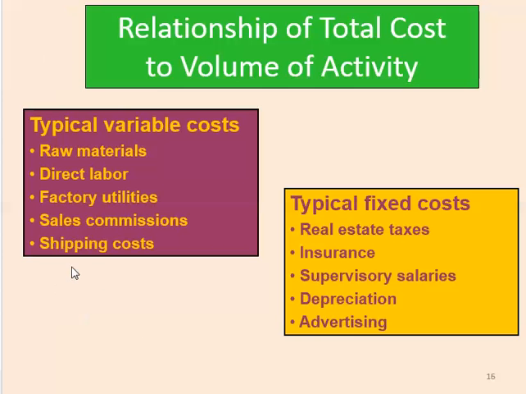So the last comment here about variable and fixed costs. Typical types of variable costs, you can see here, examples would be raw materials, direct labor, factory utilities, sales commissions, shipping costs. Other types of fixed costs: real estate taxes, insurance, supervisor salaries, depreciation, and advertising.